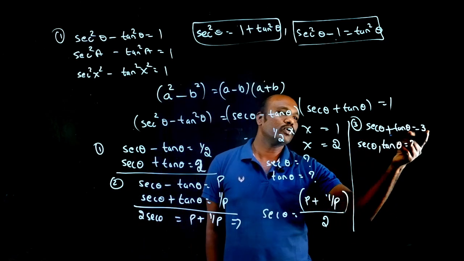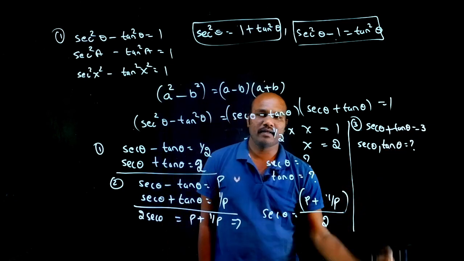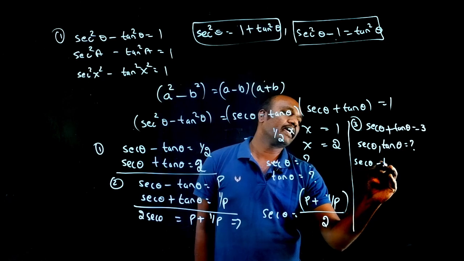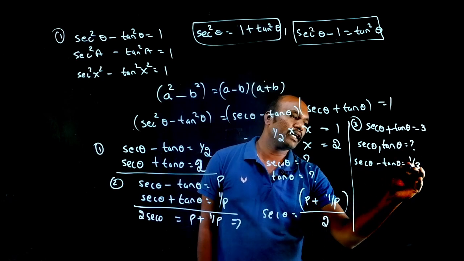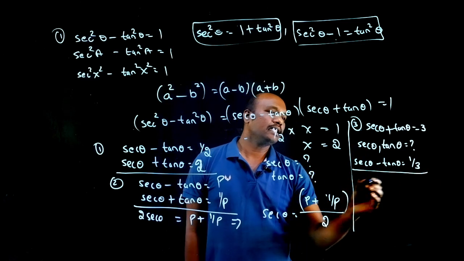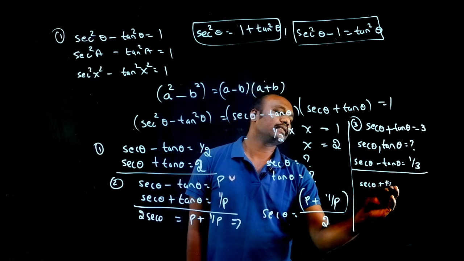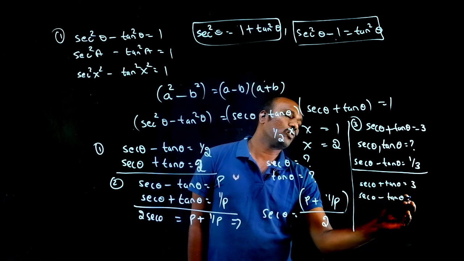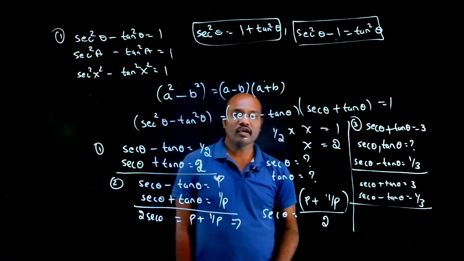So secant theta plus tan theta equal to 3. Can you find the secant theta value and tan theta? See here. Secant theta minus tan theta will be equal to what? 1 by 3. So secant theta plus tan theta is equal to 3, and secant theta minus tan theta is 1 by 3. Now if you want the value, just add it.